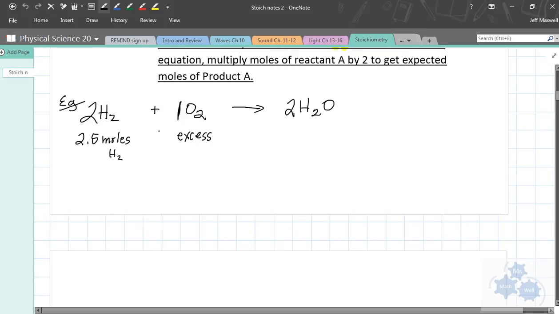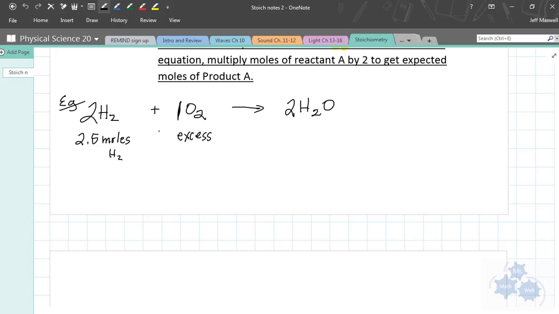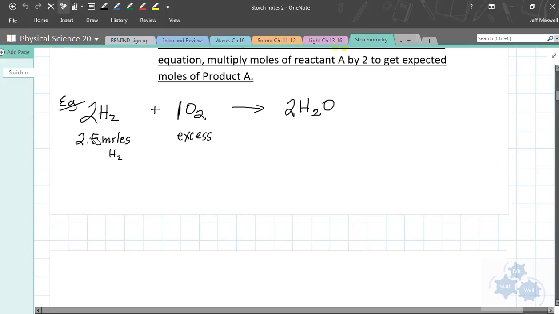All right. Now, when it says determine, you may have to calculate moles if we're given mass or if we're given number of molecules, right? That's the assignment that you guys are working on also here. So for this example, I'm just going to say we have 2.5 moles. Okay?